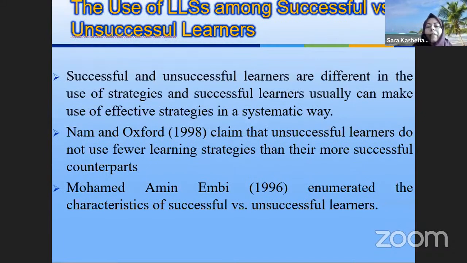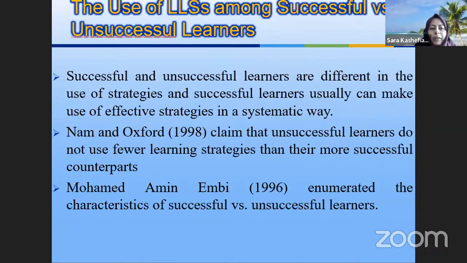Now, let's go to the use of language learning strategies among successful versus unsuccessful learners. As you can guess, successful and unsuccessful learners must be different in their use of strategies. Successful learners usually have the ability to make use of effective strategies, and how? In a systematic way. Nam and Oxford 1998 actually claimed that unsuccessful learners do not use fewer learning strategies than their successful counterparts. Rather, they use language learning strategies in a haphazard fashion and in a way which is unrelated to their learning style.